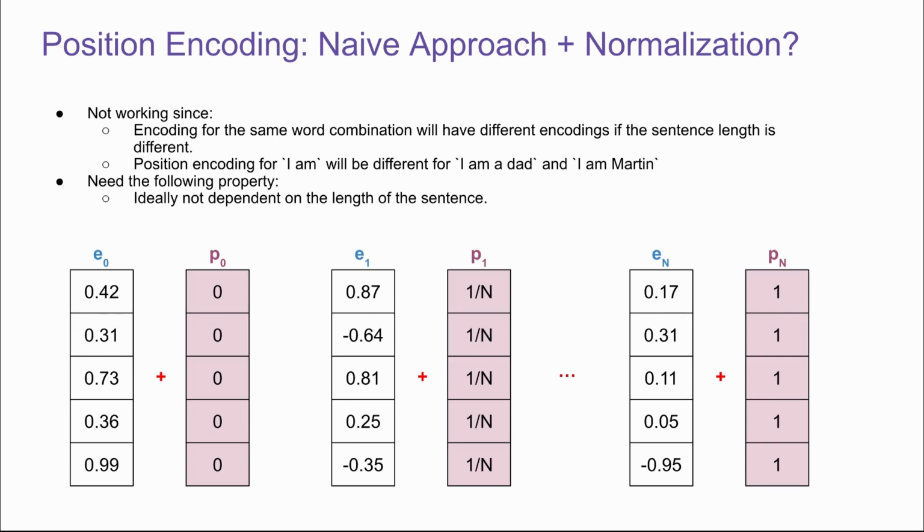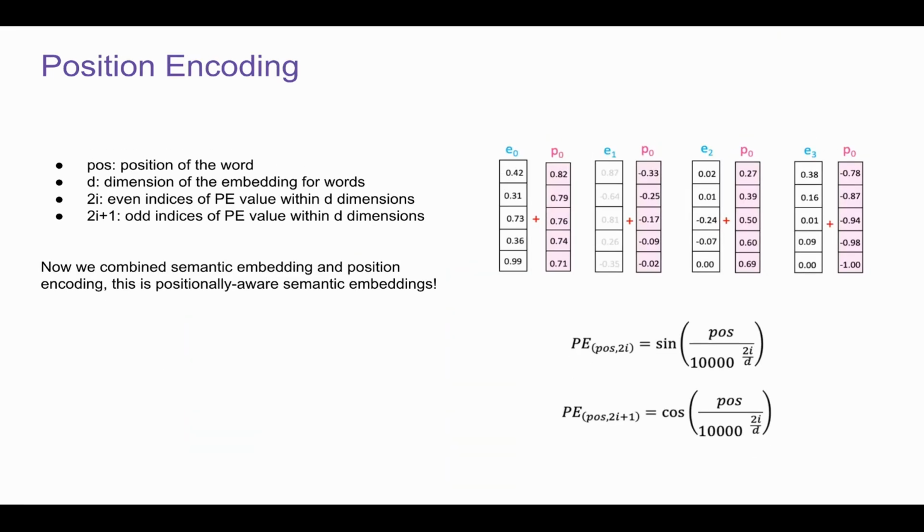So what's the actual solution here? The proposed solution is actually very smart. As you can see, these are the two formulas of the position encoding. POS is the position of the word, so the first word is P0, the second is P1, then P2, P3. D is the dimension of the embedding for the words.